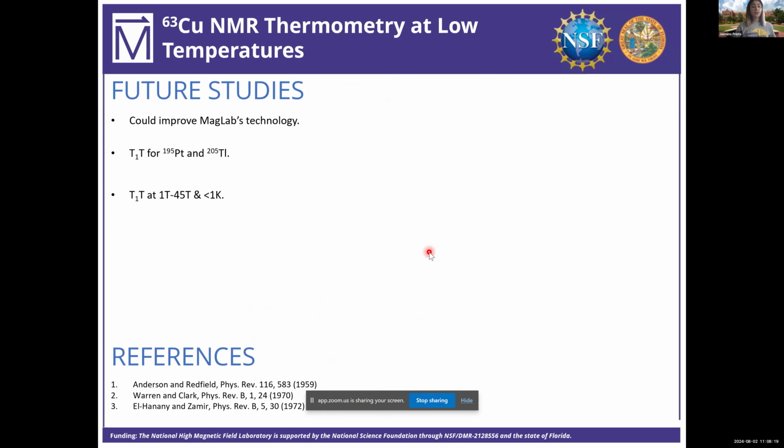So these findings can improve the precision of the instrumentation at the MagLab, which benefits the users. In the future, we would like to apply NMR thermometry to platinum-195 and thallium-205. We also want to take T1 measurements from 1 to 45 Tesla and below 1 Kelvin.